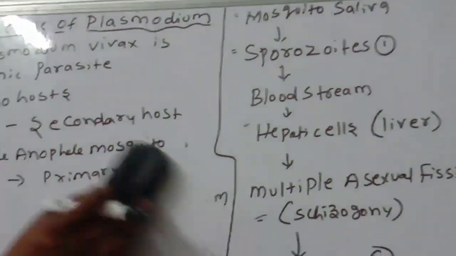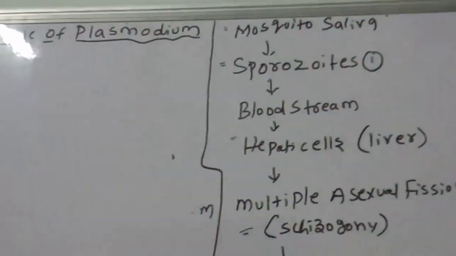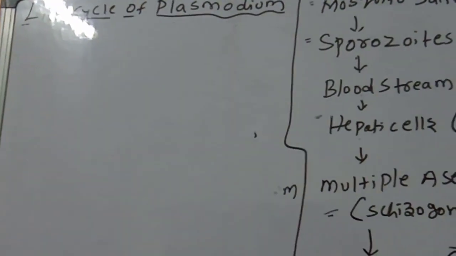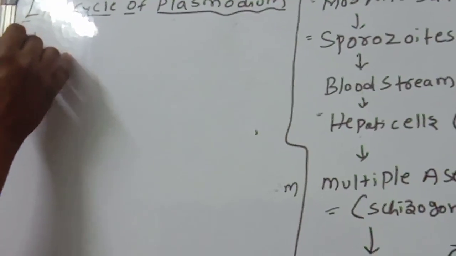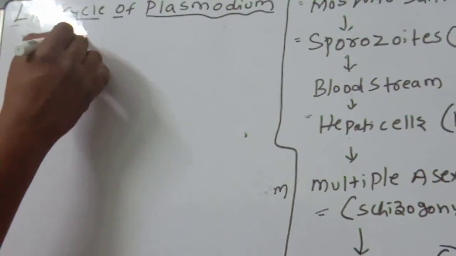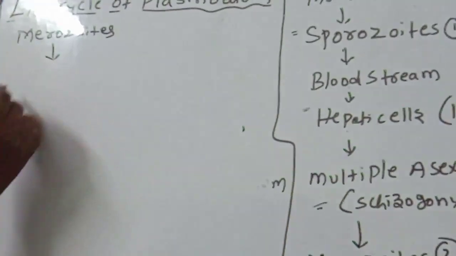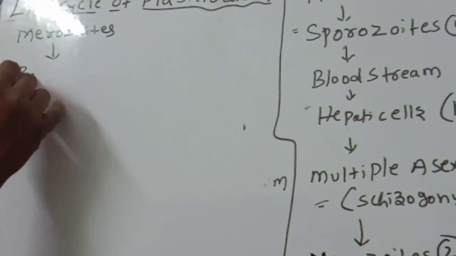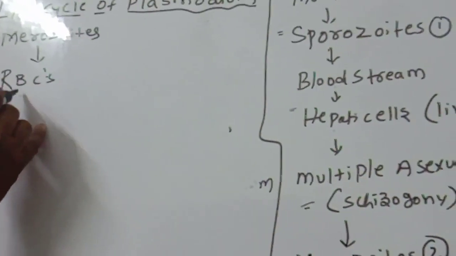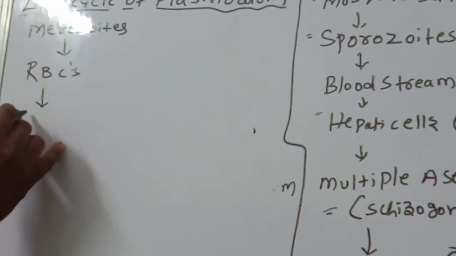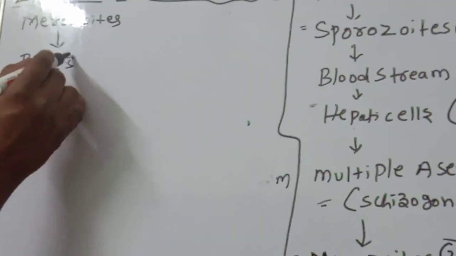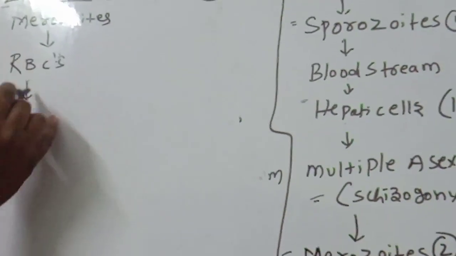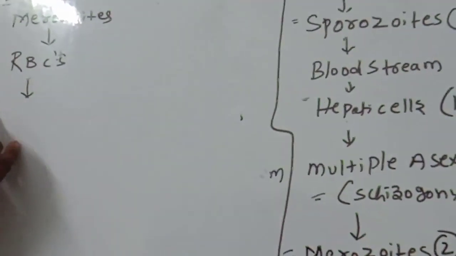Okay, children. Now, what will happen? It will happen in 48 to 72 hours. Next, the sudden release of merozoites. The merozoites are releasing out and attack the RBCs. These merozoites attack which one? RBCs. Triggers an attack on the RBCs. Okay. Next, these merozoites, what will happen?